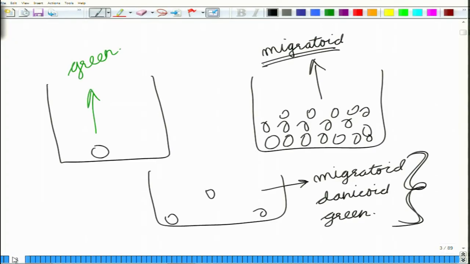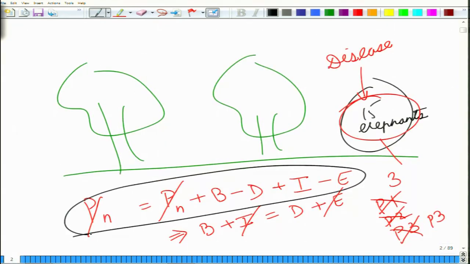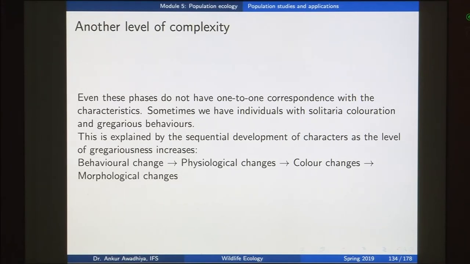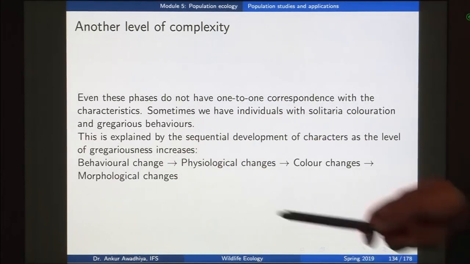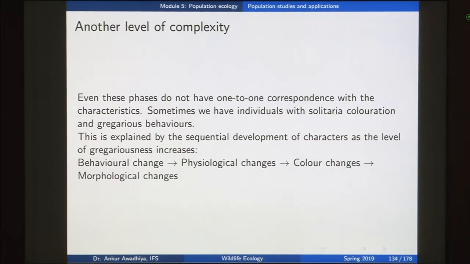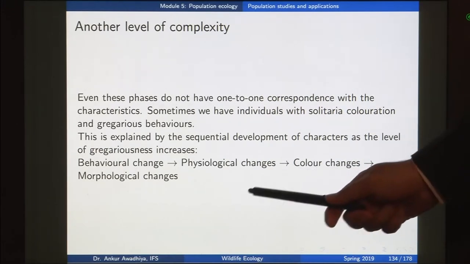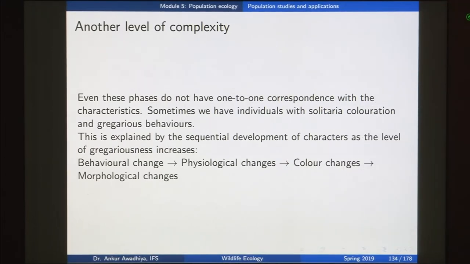So, essentially, when we said that we have this formula that applies to all the cases, this is an extremely theoretical way of explaining things. If you look at the field situations, in a number of cases you will find things that change in the fields. In this case you have individuals with solitaria coloration and gregarious behavior. Now, this was explained later on because we saw that there is a sequential development of characters. First of all, there is a change in the behavior. After the change in behavior, we have physiological changes in terms of some hormones that are produced. Once you have these hormonal changes, then the color changes, and then there will be morphological changes.